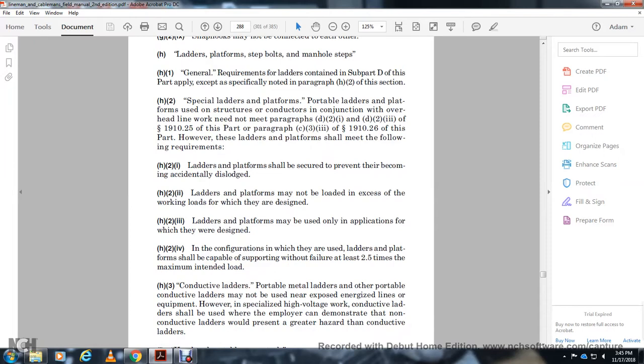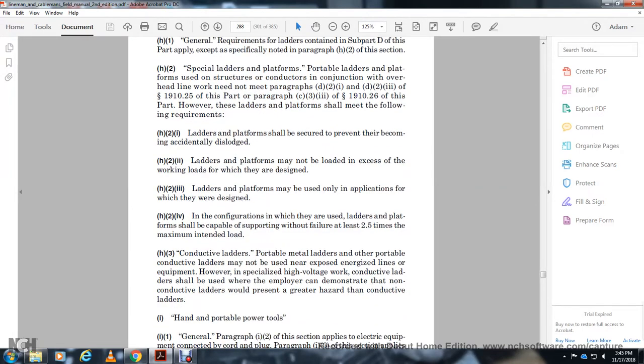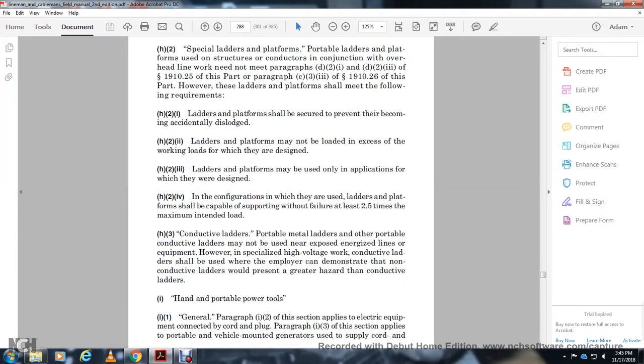Conductive ladders: portable metal ladders or other portable conductive ladders may not be used near exposed energized lines or equipment. However, in specialized high voltage work, conductive ladders may be used where the employer can demonstrate that nonconductive ladders would present a greater hazard than conductive ladders. Portable power tools.